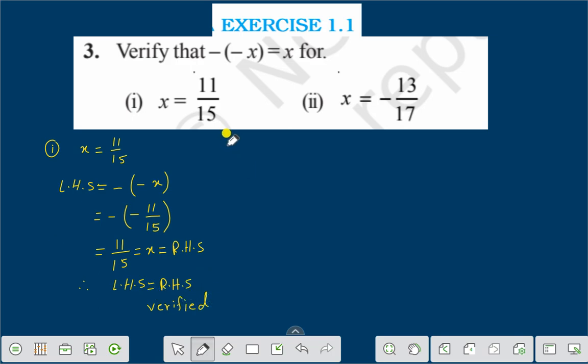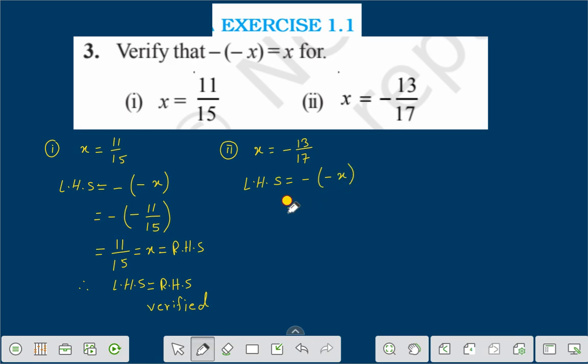Now number 2. Here the value of x is equal to minus 13 by 17. Let us take the left hand side. LHS, left hand side. Here it is given that minus of minus x, minus in bracket it is minus x.